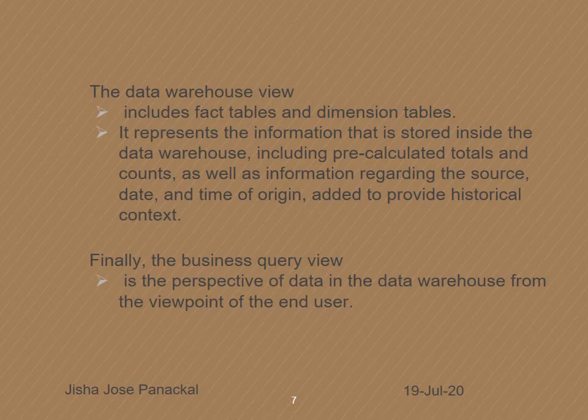Next one is data warehouse view. We have to include fact tables and dimension tables, and we have to decide what fact tables it should contain and what are the different dimensions we have to store. It represents the information that is stored inside the data warehouse, including pre-calculated totals and counts, as well as information regarding the source, date, and time of origin. These are used to provide historical context.